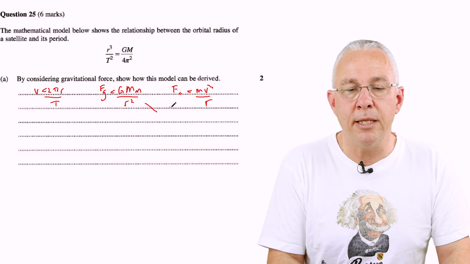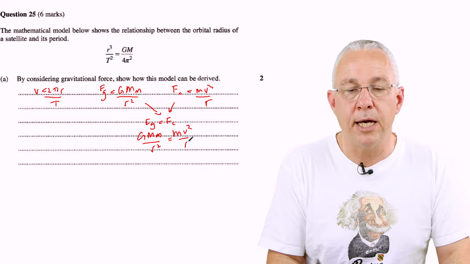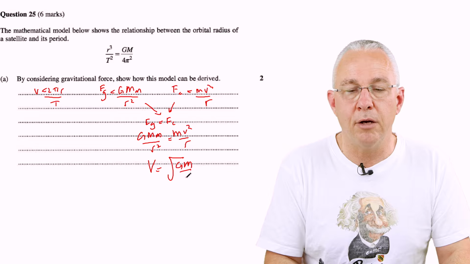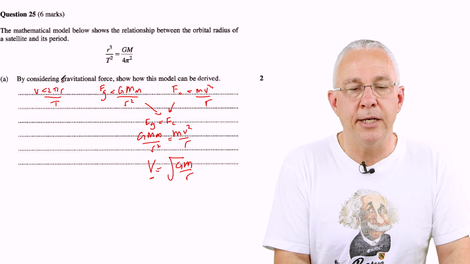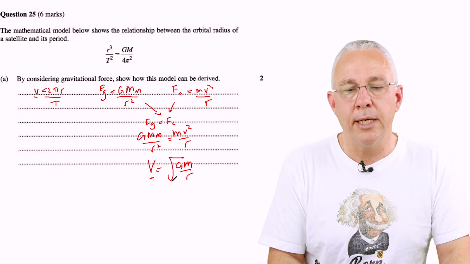Now if you combine these two, and that is, you're saying that Fg is equal to Fc, what we end up getting is G big M little m over r squared is equal to mv squared over r. If you rearrange this, you're going to get v is equal to the square root of GM over r. Now this v here is that v here. So what we can do is square both and then equate them.